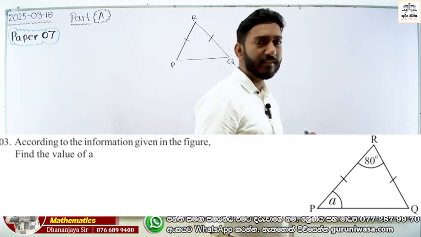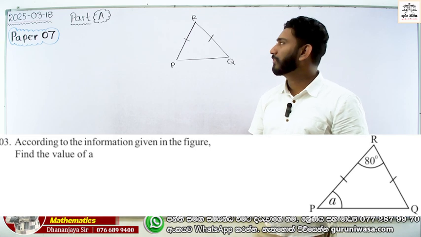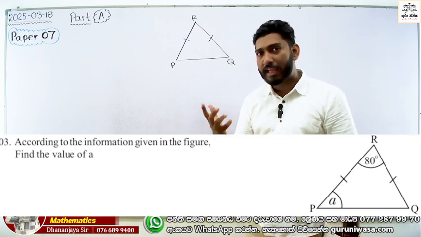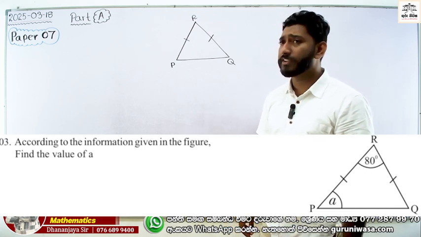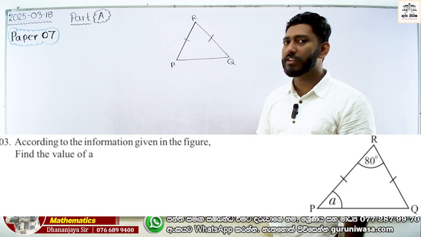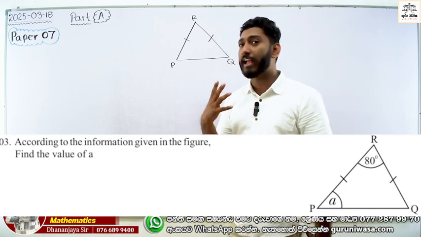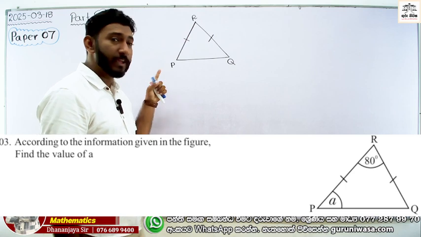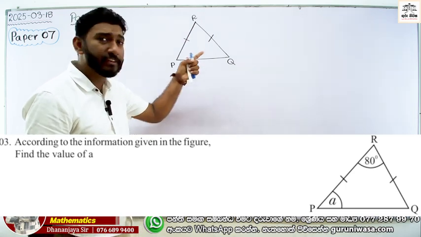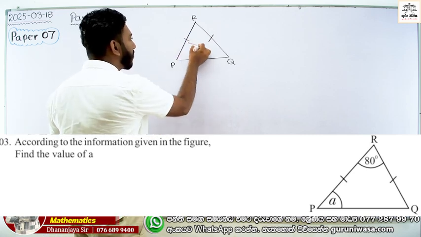In grade 10, we know about this theorem. If 2 sides are equal in a triangle, we call it an isosceles triangle. And you know the isosceles theorem. What is the theorem? If 2 sides are equal in a triangle, then the 2 opposite angles become equal. This is very important, right?